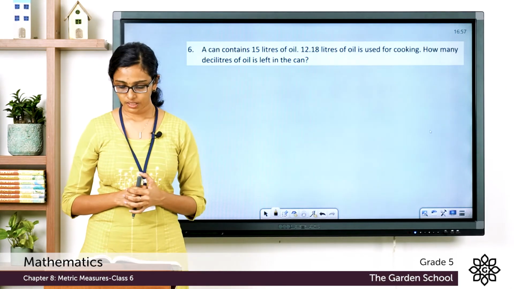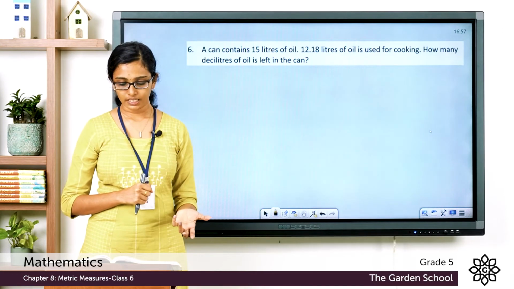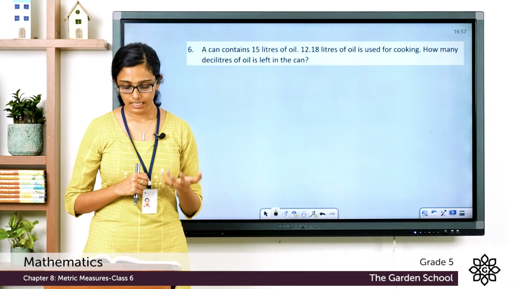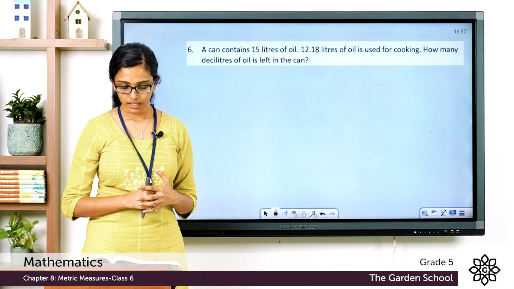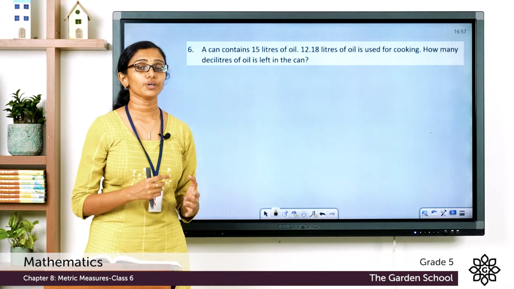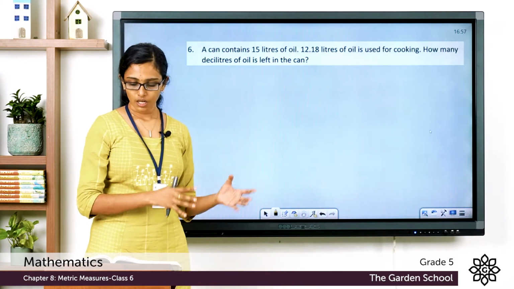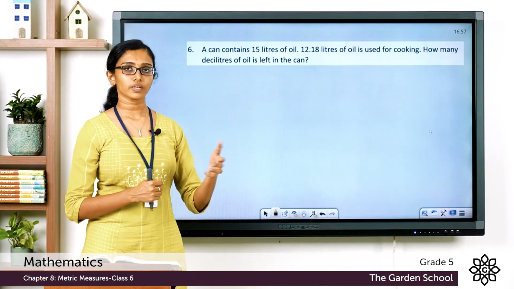12.18 liters of oil is used for cooking. How many deciliters of oil is left in the can? So what is given in the question? You have this can of oil and the total quantity of oil is equal to 15 liters. You are going to cook something and you are taking 12.18 liters out of this 15 liters for cooking.